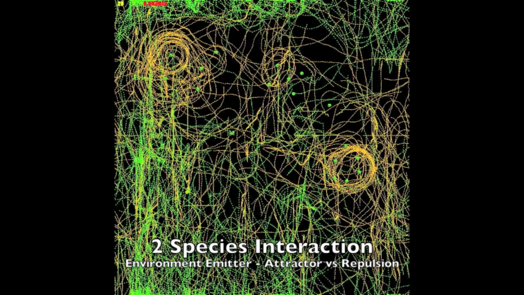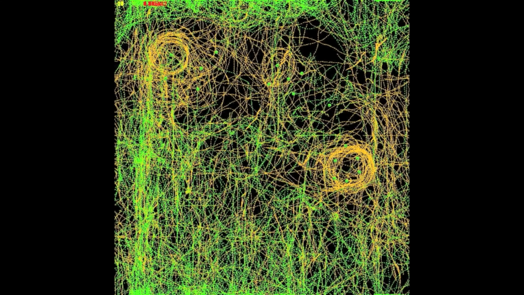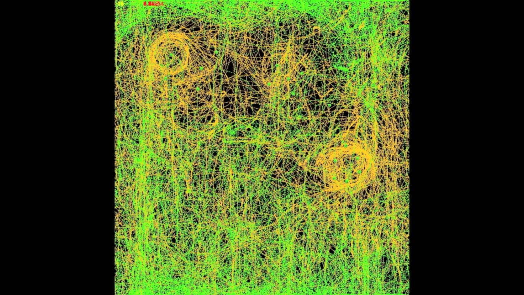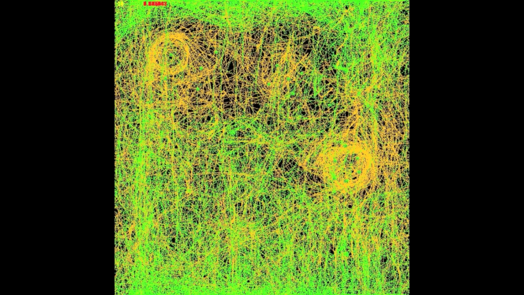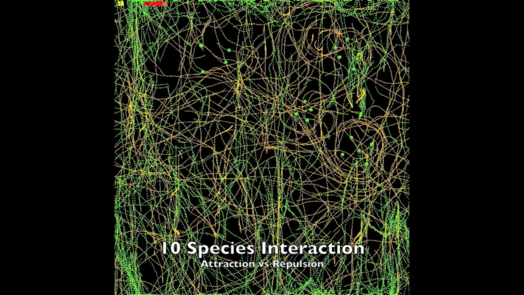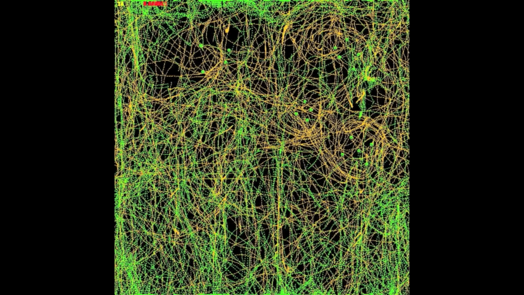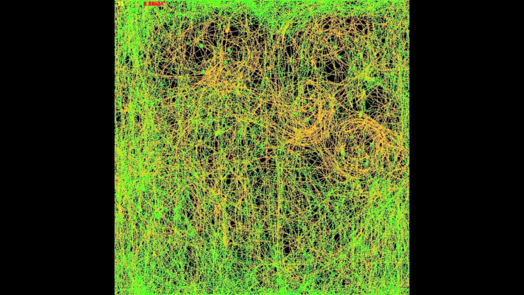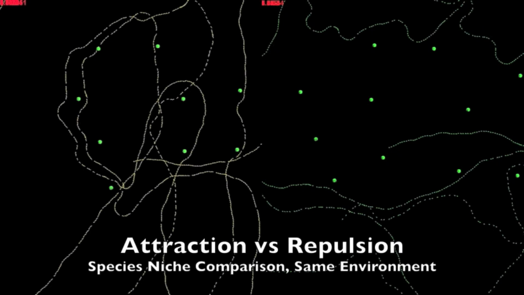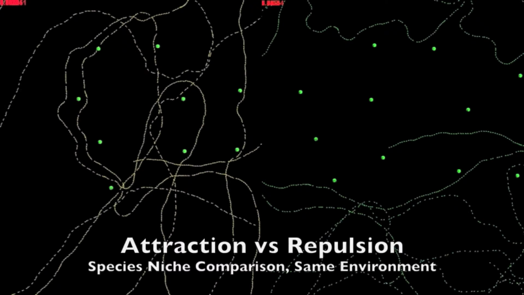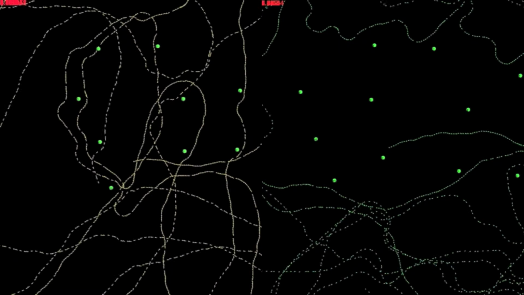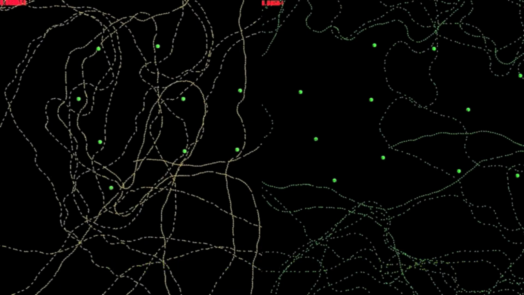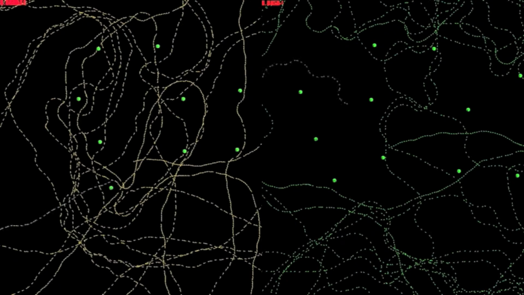So this is two species interaction, and some of the areas here showed some environmental emitters, and the species interacts, and that's what happened. And this is a 10 species interaction, so all species interact. One species, half of it may be attracted to one of the environmental variables, and the other half is repelled by the environmental emitters, which are the green dots seen on the simulation.